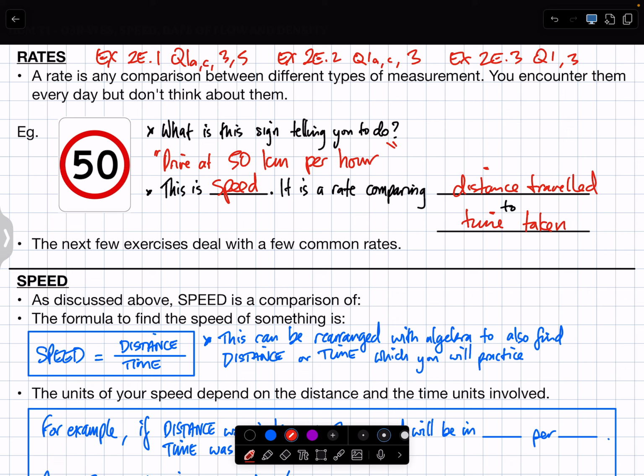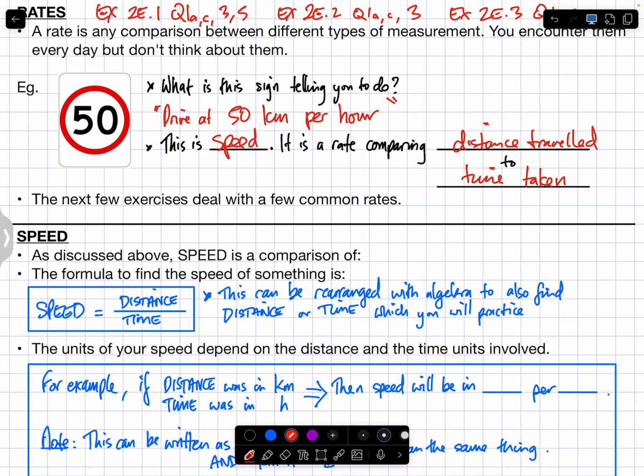Any time that I compare one number to something else. Who works here? What do they say about your pay? Is it called a pay rate? Why? Because it's 15 whatever dollars per hour. See how it's a comparison between the amount of money you earn and the time taken to do that work? It's everywhere. So I'm going to go over 3 different rates.